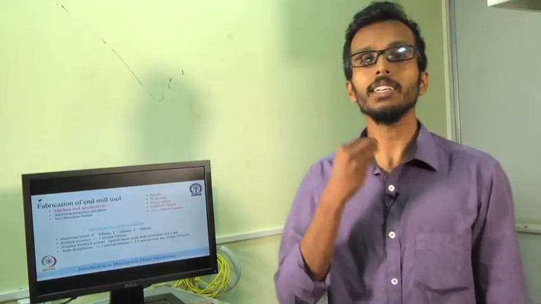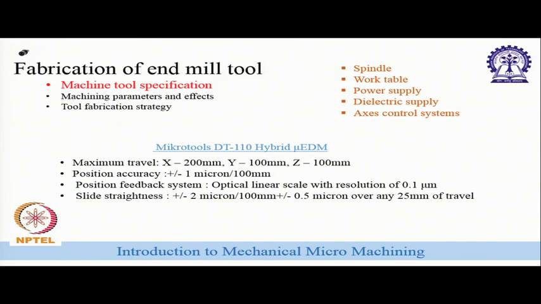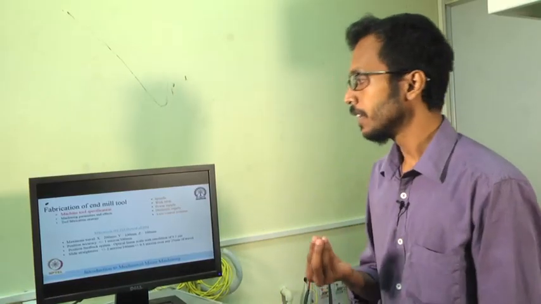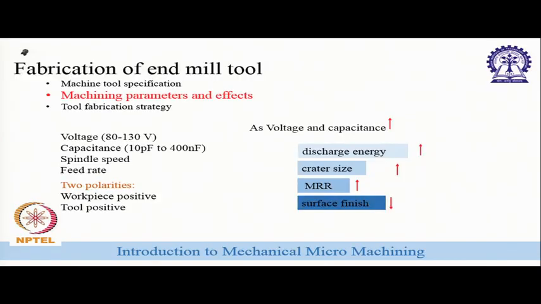Okay, and what are the parts of the machine? We have the spindle, to which we will be connecting the tool electrode, and the work table in which we will be setting our work. A DC power supply, that's a pulsed power supply. And the dielectric supply, that dielectric fluid I told you before, that's EDM 3 oil we are using, and axis control systems. Okay, these are the main parts of the machine tool. And as I told you before, the process of EDM is actually a non-contact process. The discharge is responsible for the material removal.